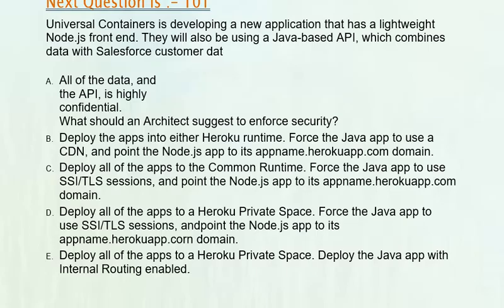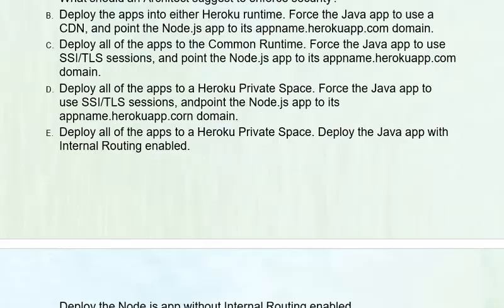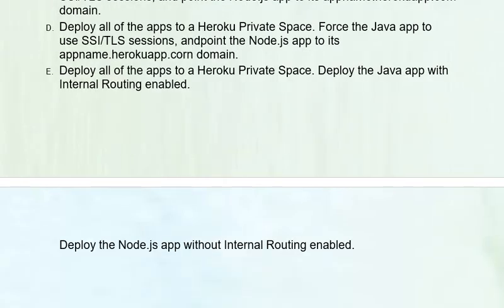Option D. Deploy all of the apps to a Heroku private space. Force the Java app to use SSL/TLS sessions and point the Node.js app to its appname.herokuapp.com domain. Option E. Deploy all of the apps to a Heroku private space. Deploy the Java app with internal routing enabled. Deploy the Node.js app without internal routing enabled.